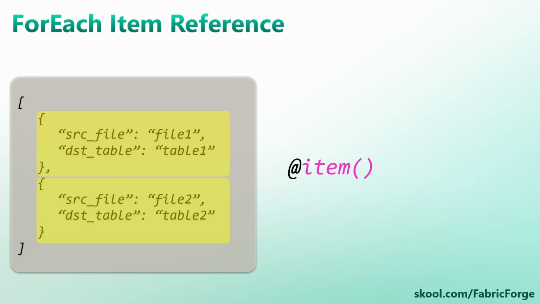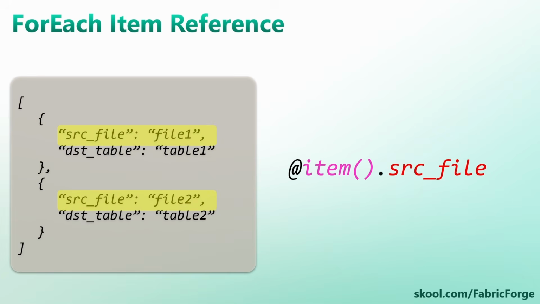For referencing the src file property, we would use .src file after our @item, which would then get the value stored in the src file. That would be file 1 for the first iteration and file 2 in the second iteration. The same logic applies to our second property, dst table, and it would be referred to by using .dst table after our @item. Next, let's go to Fabric and do a demo to really understand what this ForEach is all about.